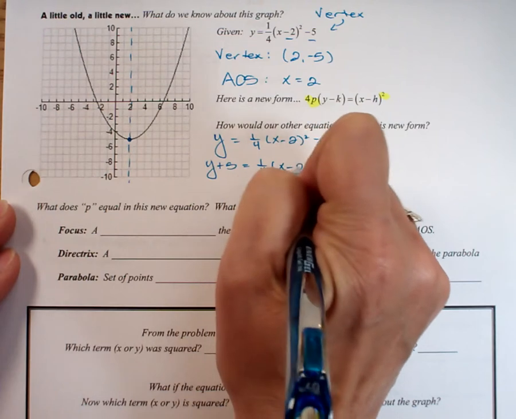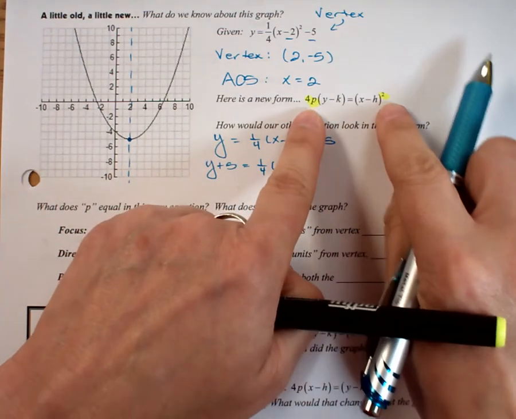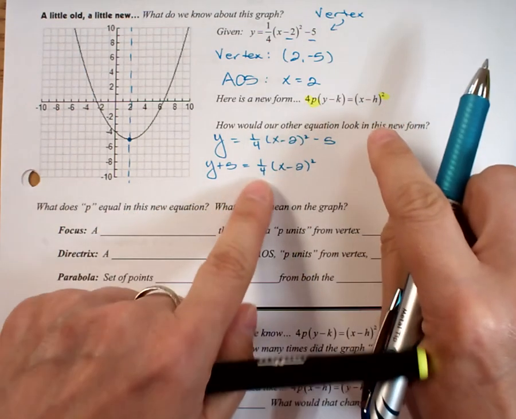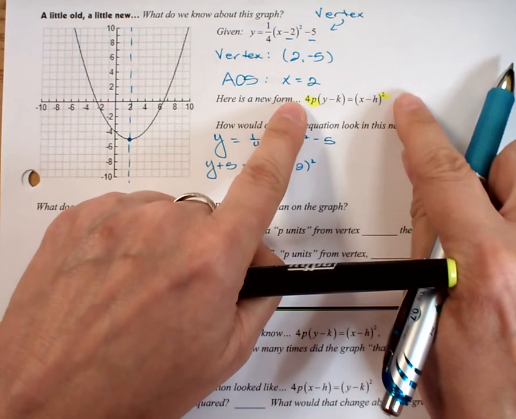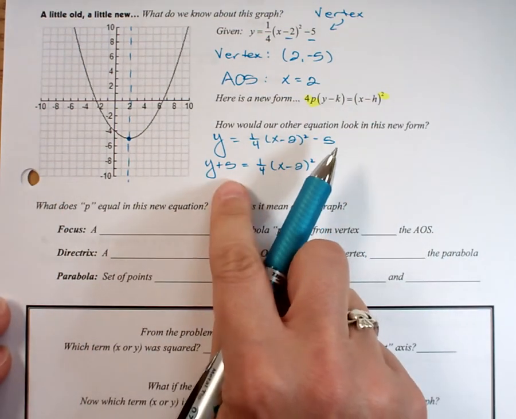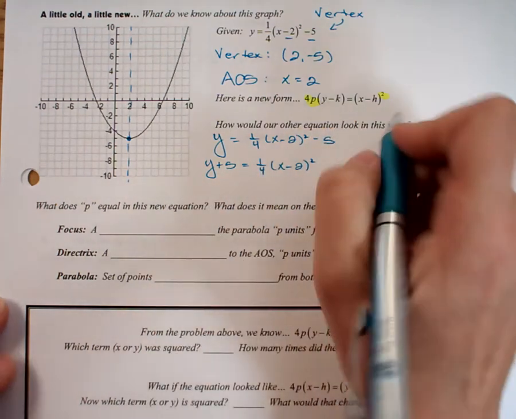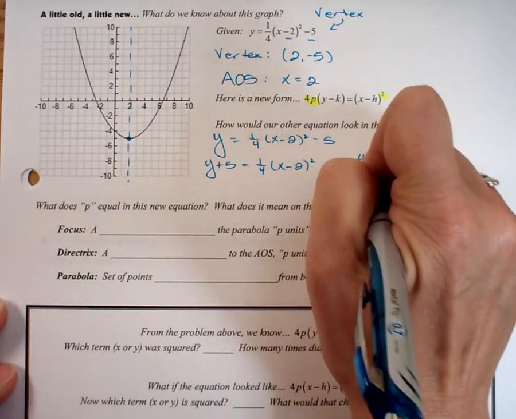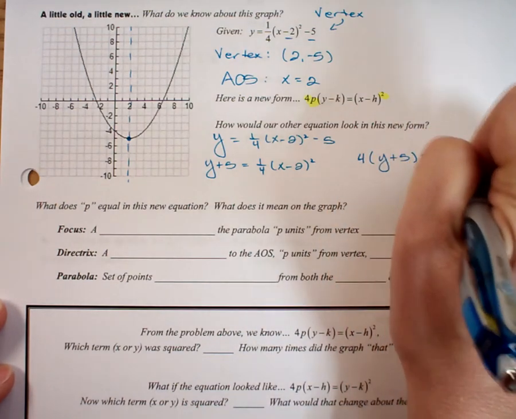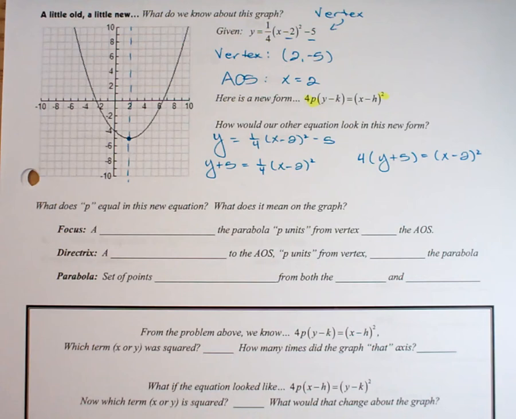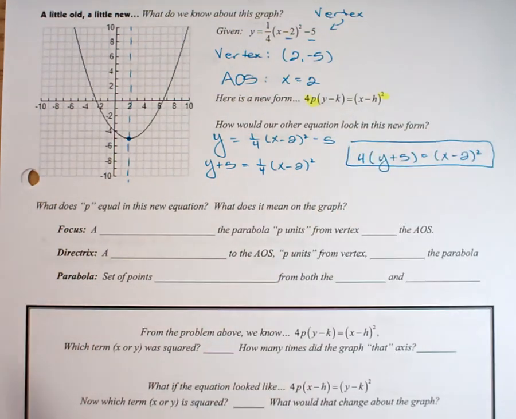As you learned in your previous notes, and what we can see up here is that this coefficient and this exponent have to be on different sides of the equation. So although this is close to this form, we're not quite there. We're going to get rid of that 1/4 and write it as 4 times (y plus 5). We're not going to distribute it, equals (x minus 2) quantity squared. This would be the final answer in our new form.